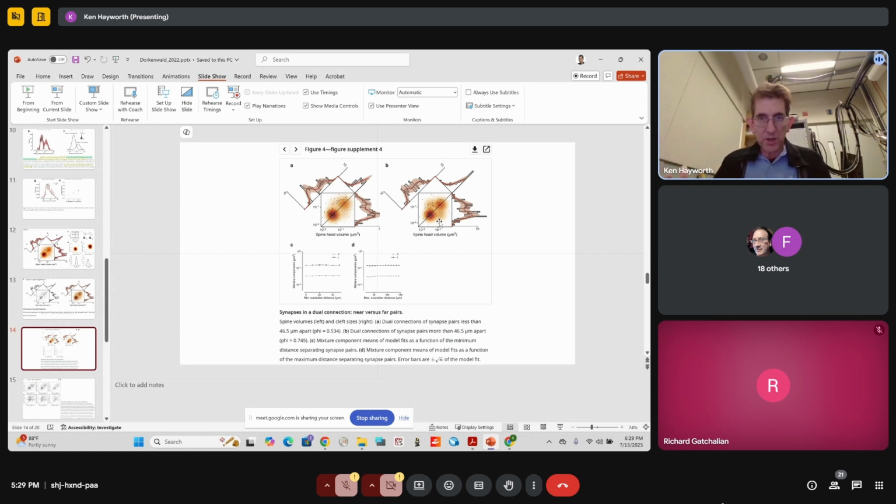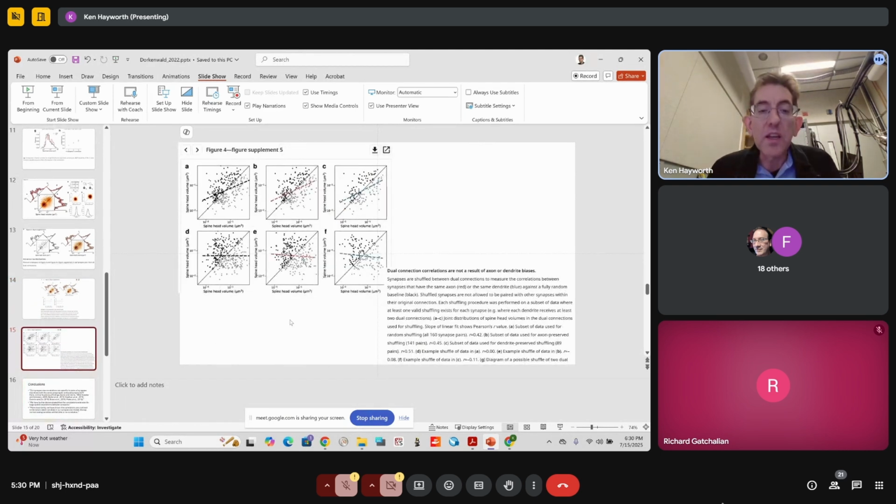I'm sure there is some argument to be made that different dendritic branches have slightly different spiking that could lead to different learning. But this is making an argument that the correlations of the learning between synapses really is not dependent that much on how far or how close those synapses are. It's a key finding.